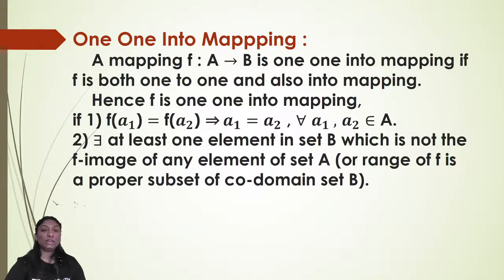Now, one one into mapping. One one, it means what? If a1 is equal to a2, then f of a1 is equal to f of a2, and if a1 is not equal to a2, then f of a1 is not equal to f of a2. That is your one one. And into mapping, it means what? There exists at least one element in B which doesn't have a pre-image in A. Okay, so we'll see one one and into mapping.